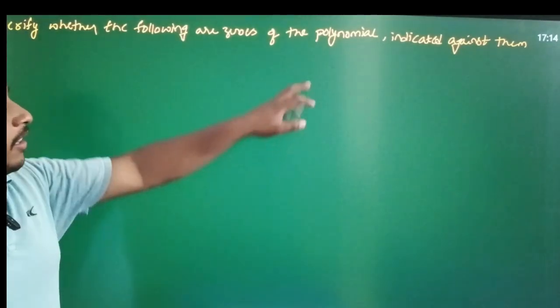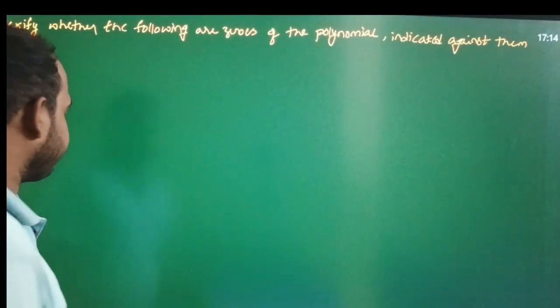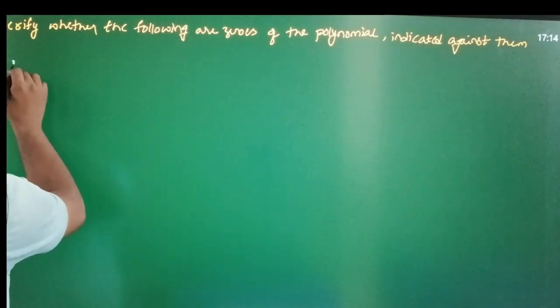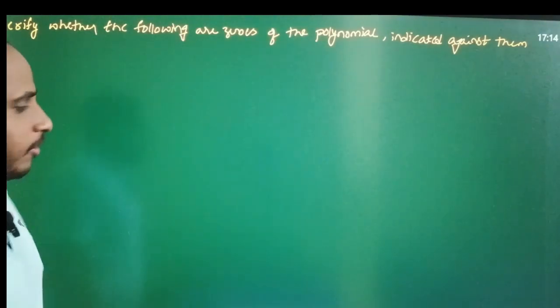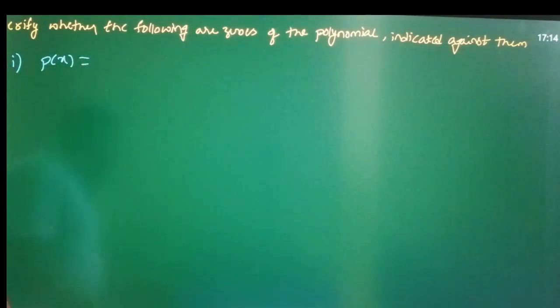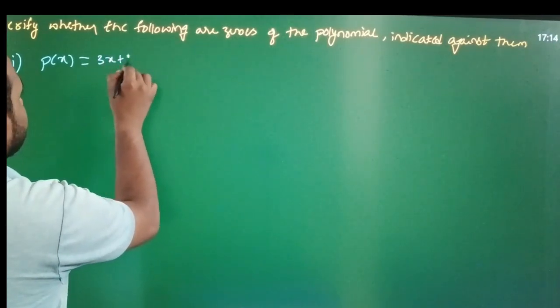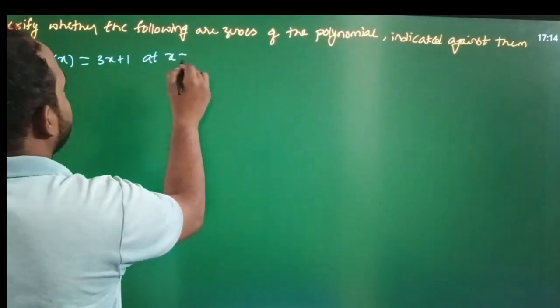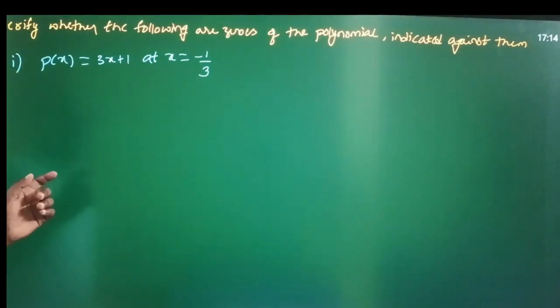Verify whether the following are the zeros of the polynomial indicated against them. First one, p of x equals to 3x plus 1 at x equals to minus 1 by 3.